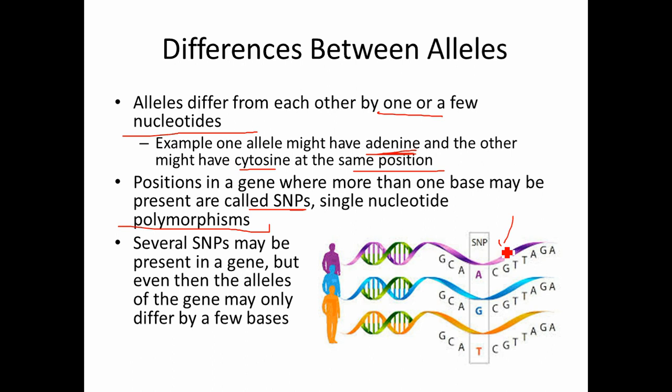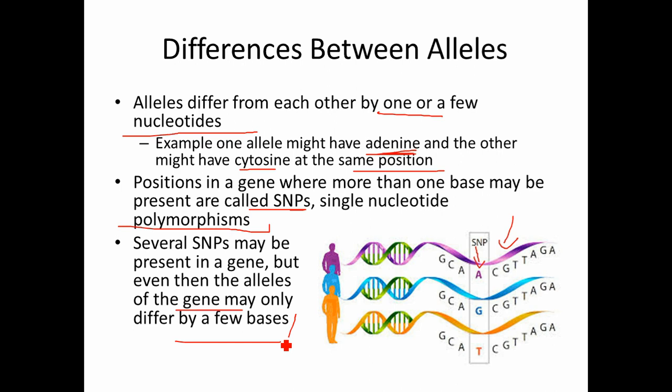So the following diagram shows an example of that SNP. So for example, you'll notice that this gene sequence, this base sequence, is the same for all three of these genes. But in this one position, you can have variation. Instead of that A, you could have a G, or you could have a T. And that substitution, that variation in this one position can give rise to different forms of that gene, so different alleles. Now, several SNPs may be present in a gene, but even then the alleles of the gene may only differ by a few bases. So it's not going to be dramatic differences between these alleles.